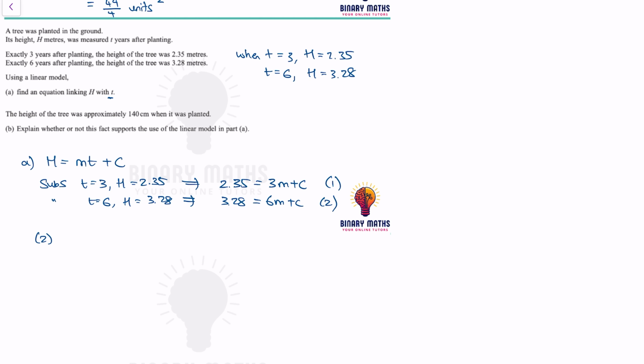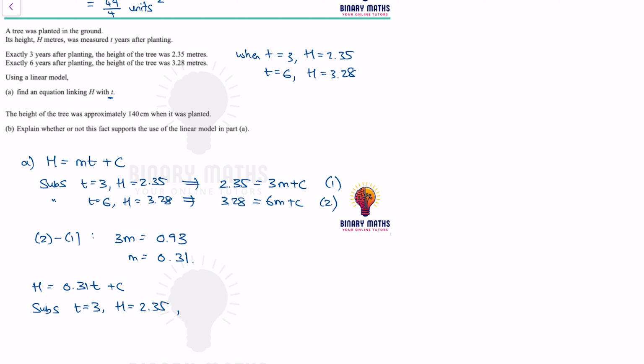If I do equation 2 take away equation 1, I end up getting 3m must be equal to 0.93, which is 3.28 take away 2.35, which means m is equal to 0.31. Now that I know what m is, I need to find out what c is. So far I've got h is equal to 0.31t plus c. Now I need to substitute either of the points into this. I will do t equals 3 and h is equal to 2.35 into this equation.